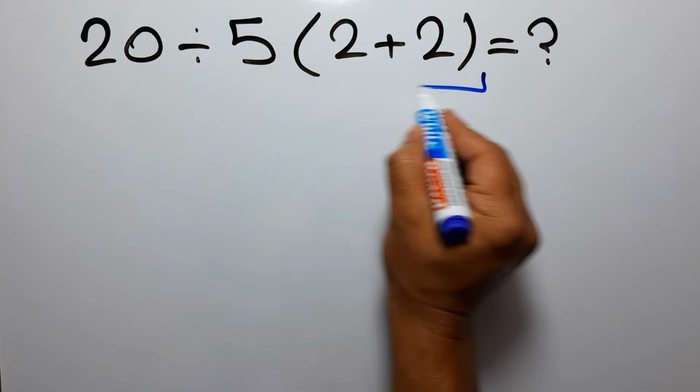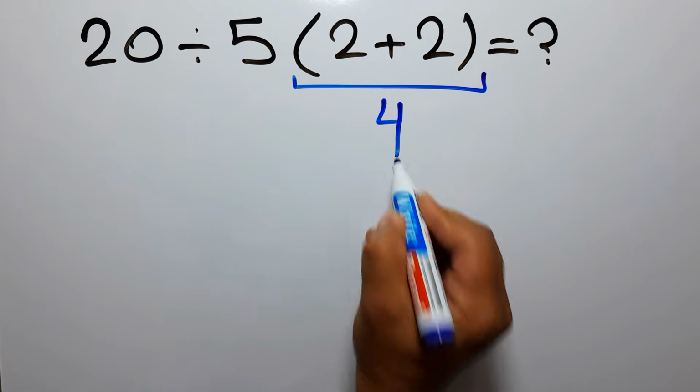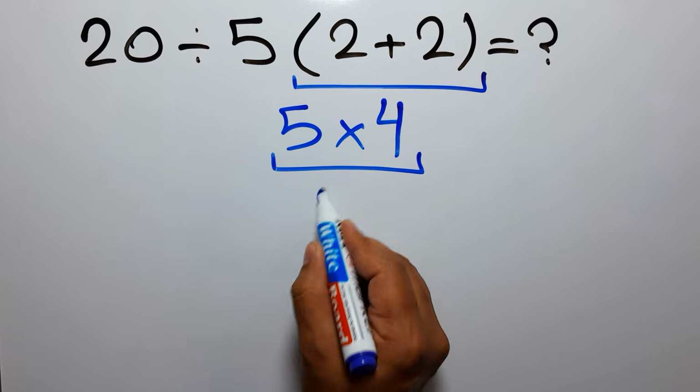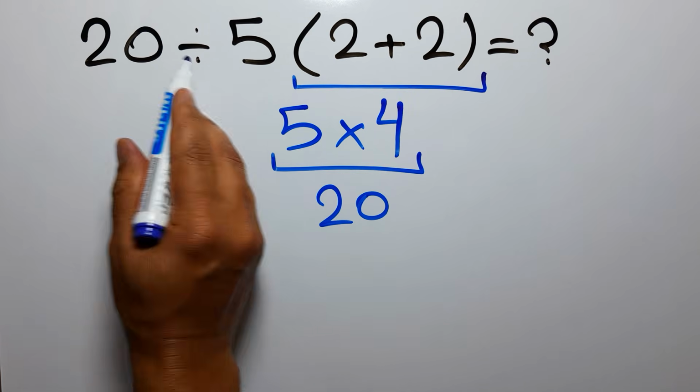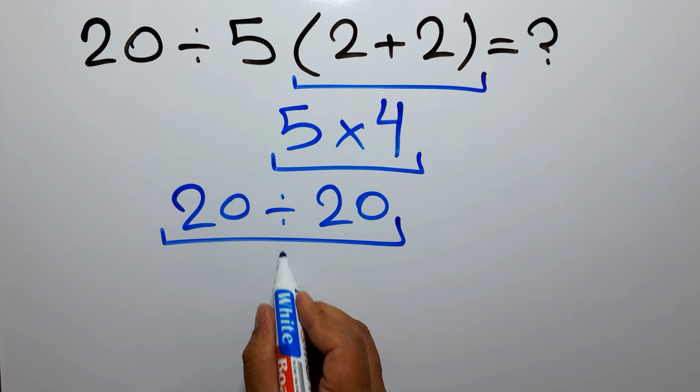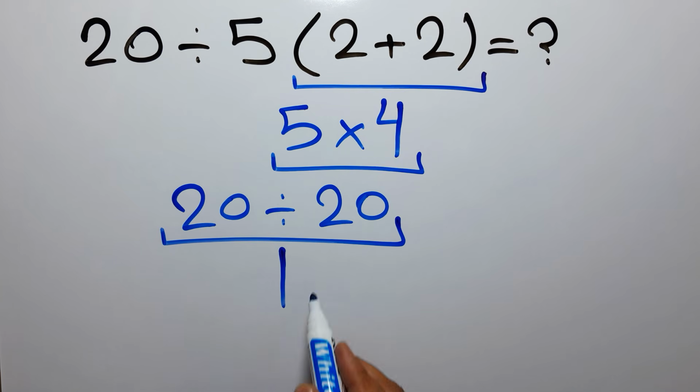2 plus 2 gives us 4. And then 5 times 4 equals 20. So we have 20 divided by 20, which equals 1. But this answer is not correct.